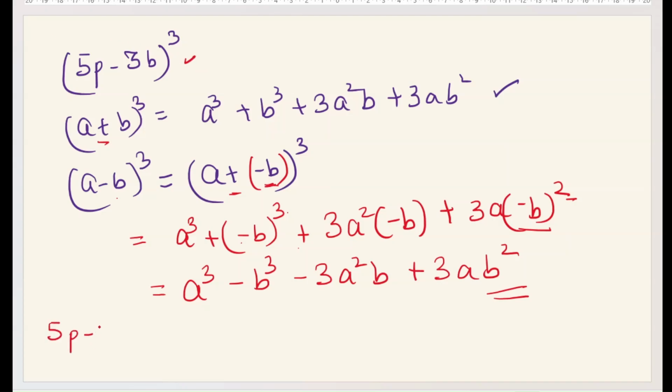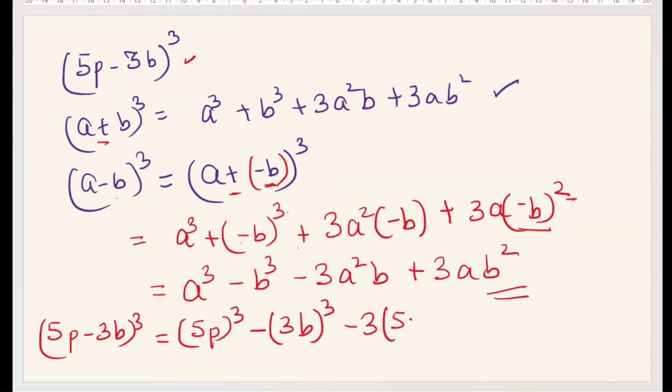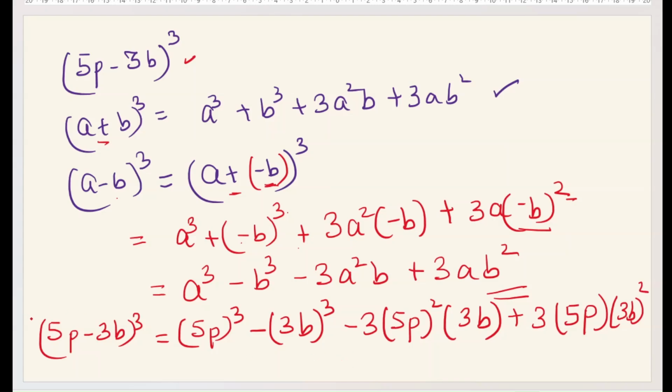So now how will you solve 5p minus 3b whole cube? First, a cube means 5p whole cube. Then minus b cube means 3b whole cube. Minus 3a square means 5p whole square into b means 3b, plus 3a means 5p into 3b whole square. So now solve this, and you will get the value of 5p minus 3b whole cube. Okay, so there is a difference in sign.